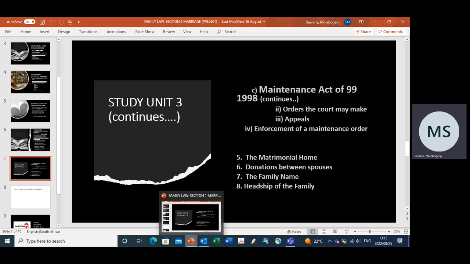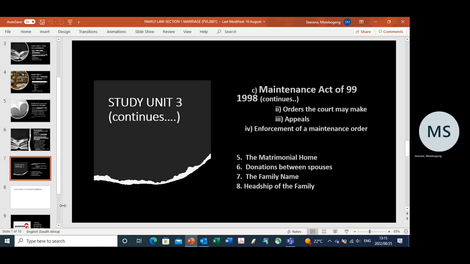Should they decide to eject the other spouse from the matrimonial home, they cannot do so without providing that spouse an alternative accommodation. Meaning, if you were to decide to eject your spouse from your home, you must provide them with an alternative accommodation. It also applies in situations where there's domestic violence. For the spouse who does not feel safe in the home, accommodation has to be provided.